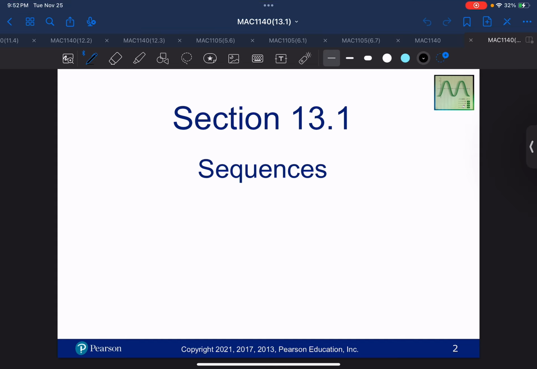I'm going to introduce sequences in this video, section 13.1. And then when we get back from break, I will shortly talk about 13.2 and 13.3, which is arithmetic sequences and geometric sequences. I'll probably go ahead and put the PowerPoint up in the files just so you can have it there to look at. But I'm just going to quickly go over those two types of sequences when we return from break.